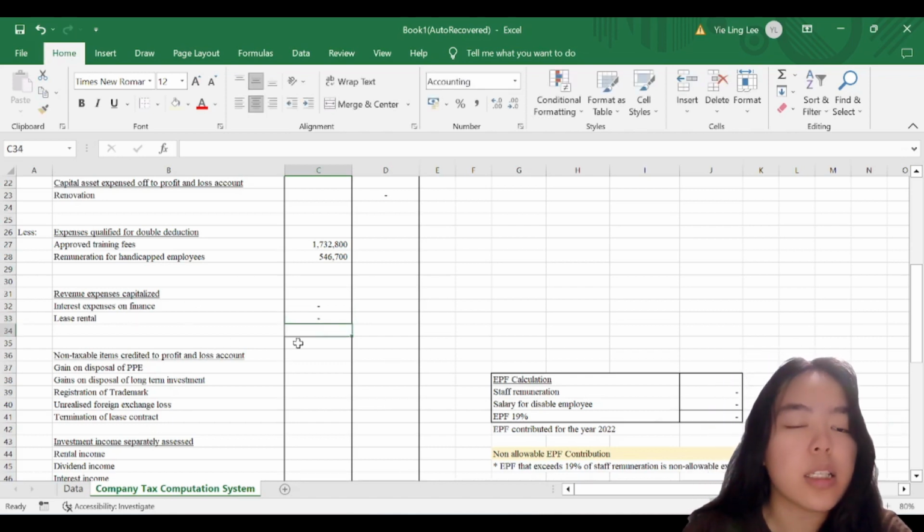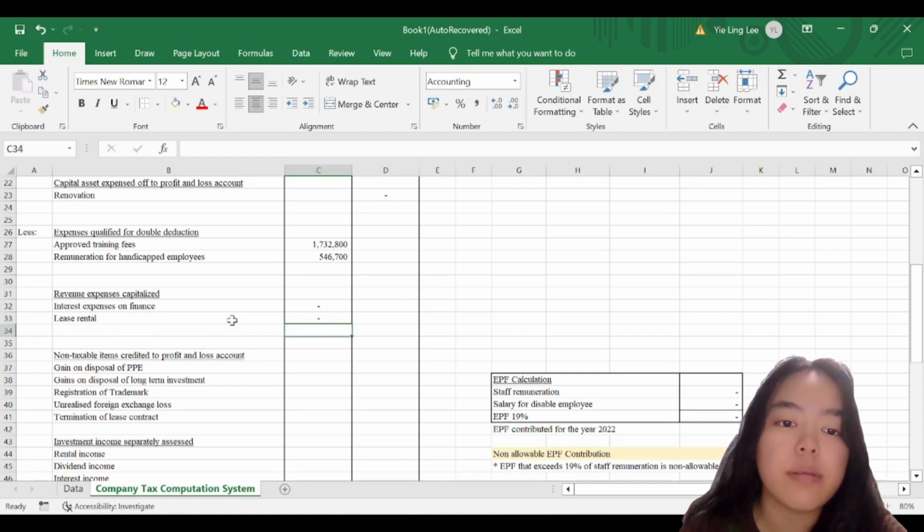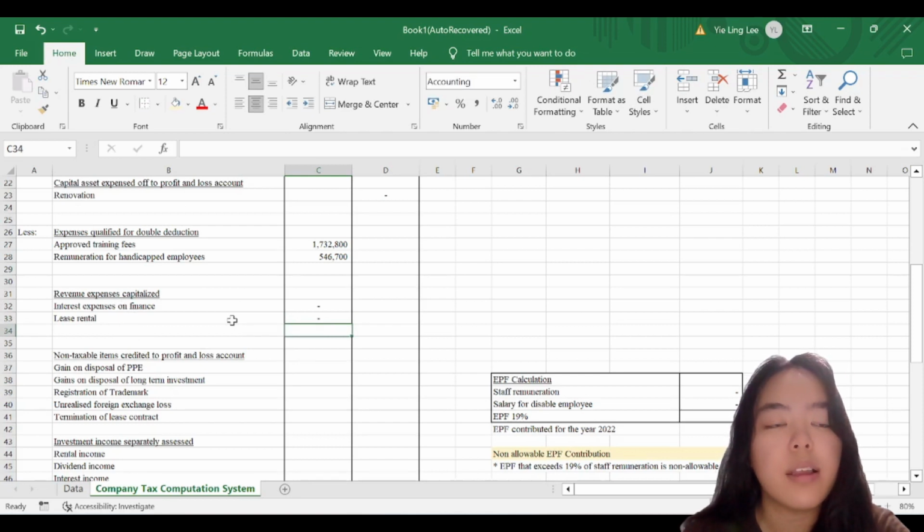Some of the items here in the system are actually for my group members, so they have the items I don't have and I don't have the items they have.